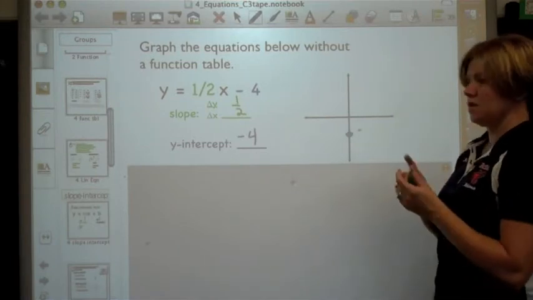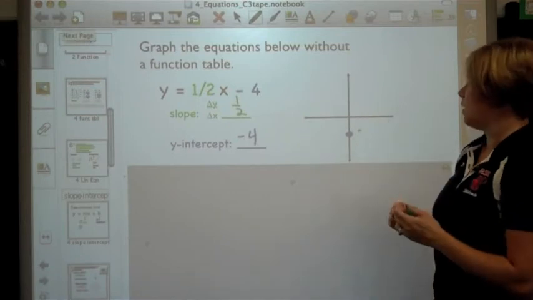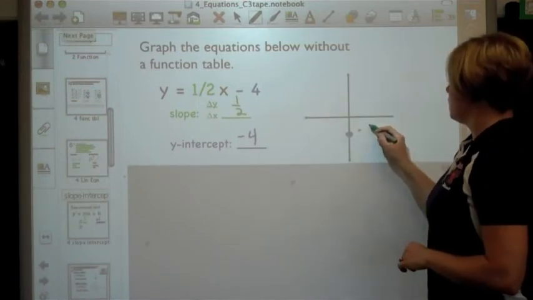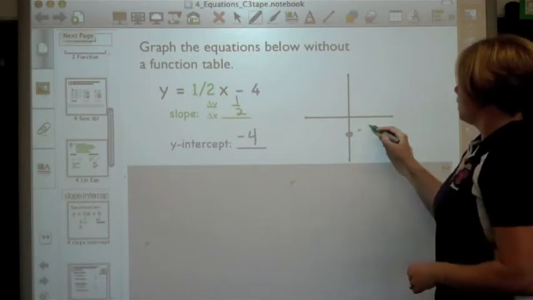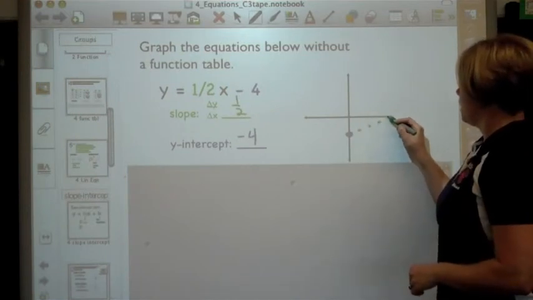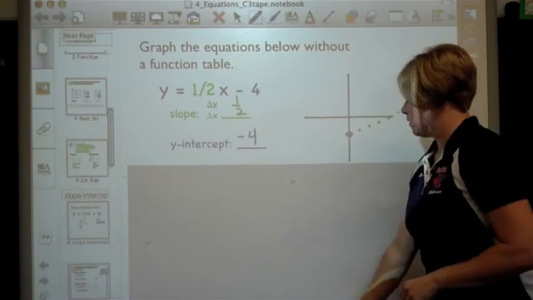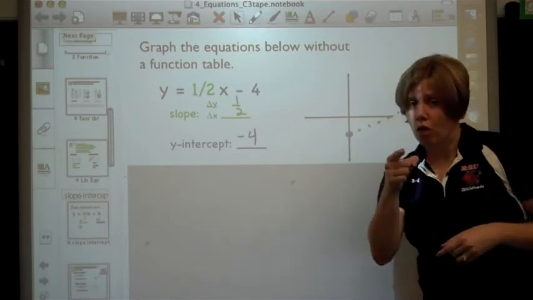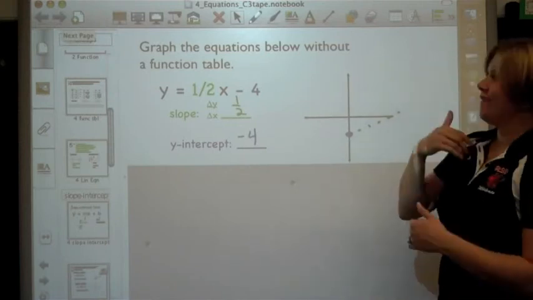And I'll put a dot, and then I'll just repeat it again and again. So up 1 and over 2. Up and over, up and over. And then finally what you do is you draw a line. At home you should be using a ruler. Here I have a tool.